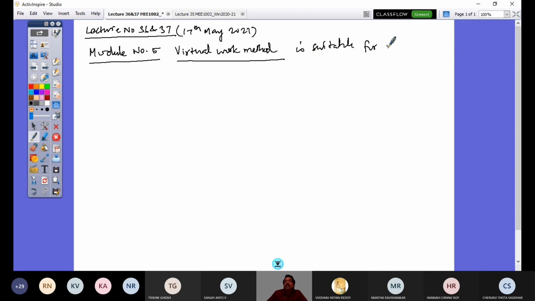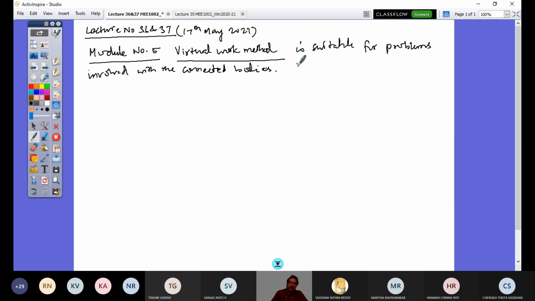for problems involved with connected bodies. The connected bodies can be connected by pin joints or by mere contacts and so on, right? You also know different types of constraints, different types of supports, right?